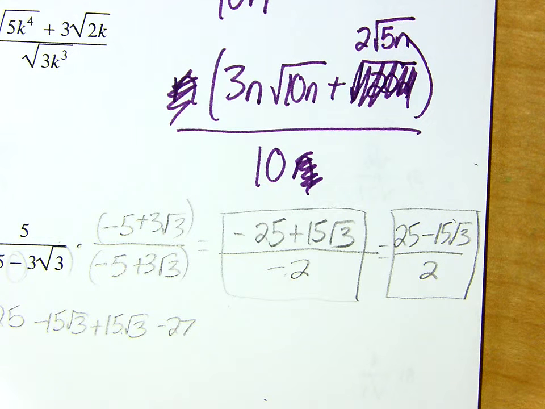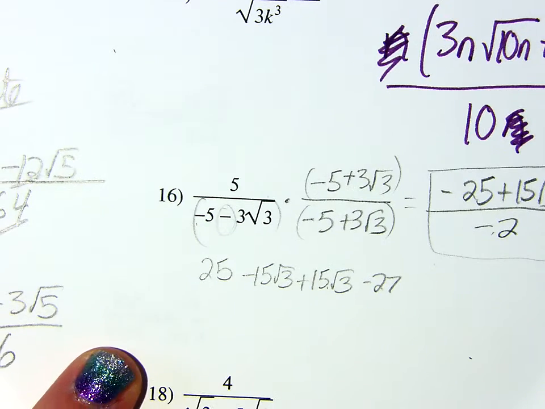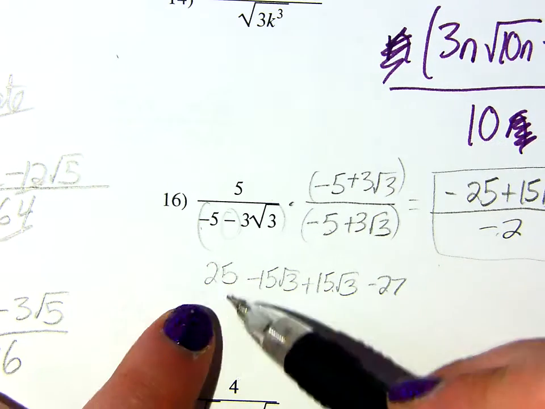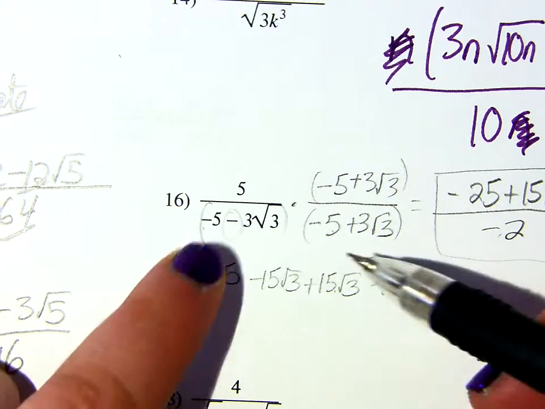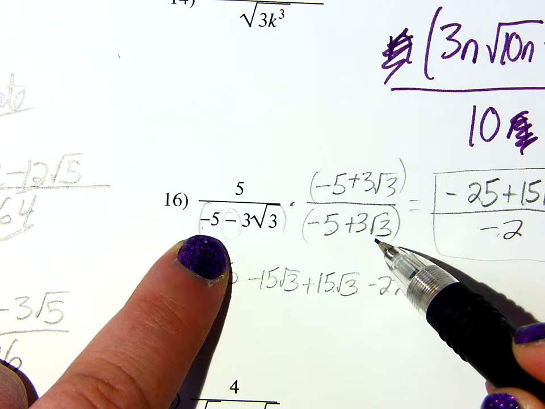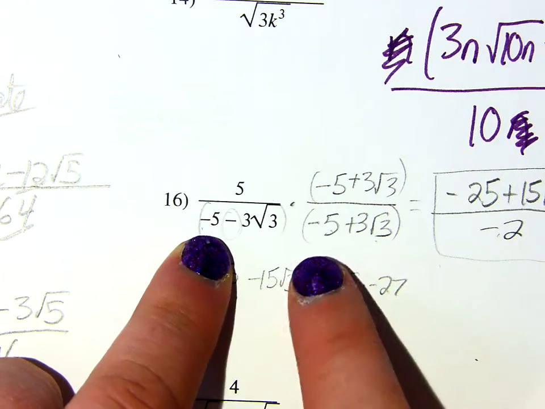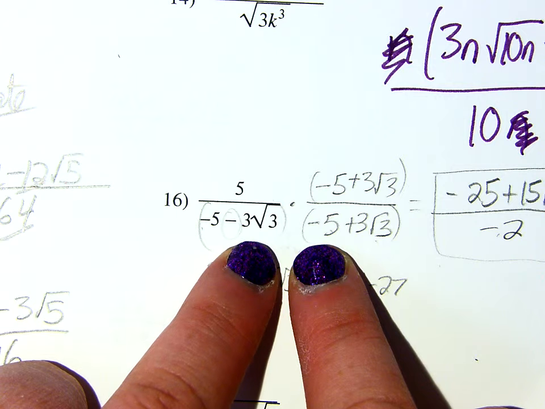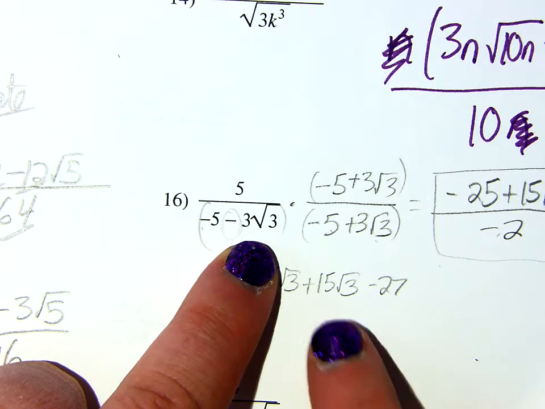Yep. Can you go over it? Because I got the numerator, but I didn't get the denominator. Sure. So when I FOILed this denominator, -5 times -5 is a positive 25. There's first. Outsides, -5 times 3 root 3. That gets me a -15 root 3. Okay. Now I do the insides, -5 and a -3 root 3. That's now a positive 15 root 3.